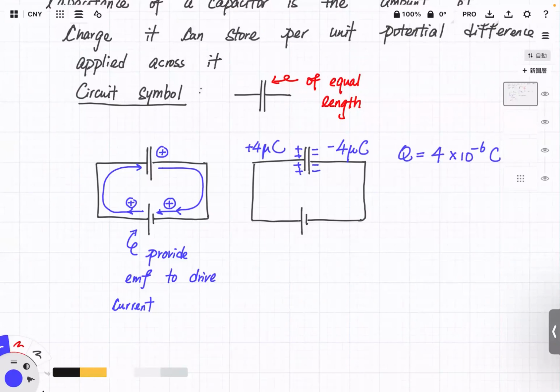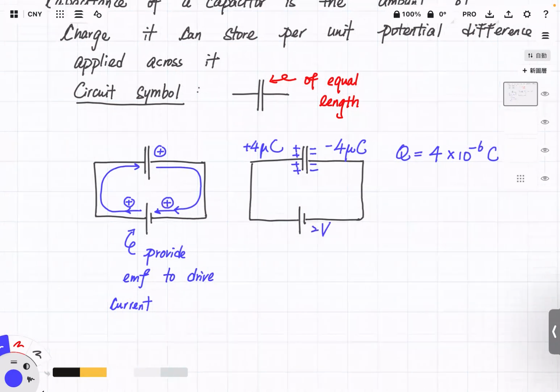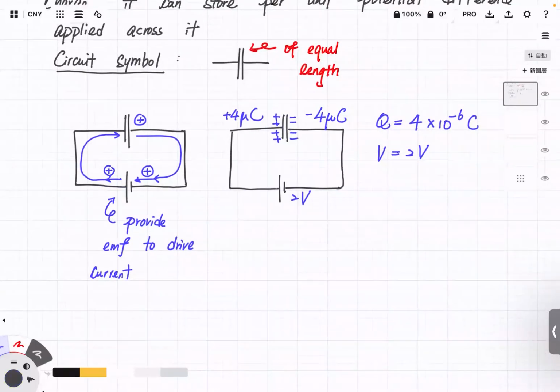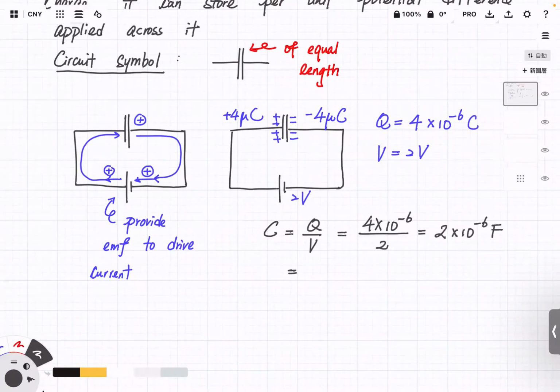And let's say suppose the cell we have used is, let's say, 3 volts. Let's say just 2 volts. I don't want to pick a calculator. 2 volts. Then that means the potential difference is 2 volts. Then I can just calculate the capacitance C to be equal to Q over V. So that means it's equal to 4 times 10 to the power minus 6 divided by 2. So it's 2 times 10 to the power minus 6 farad. That means it's equal to 2 microfarad.